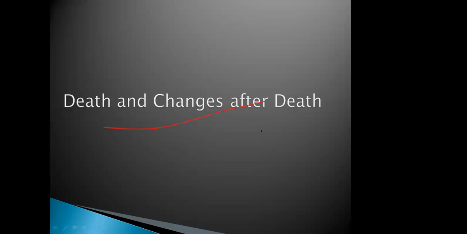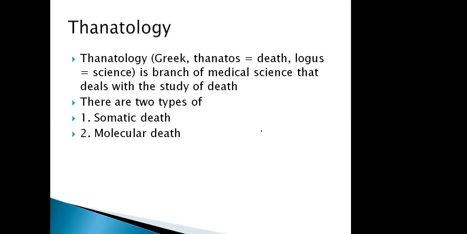Next, we are going to see the changes after death, death and postmortem changes. This is dealt with by the branch called thanatology. Here we have to see what the types of death are. Then we have to see the immediate changes after death, the early changes after death, and the late changes after death. These are the things we have to see in this chapter. So let's start with thanatology.